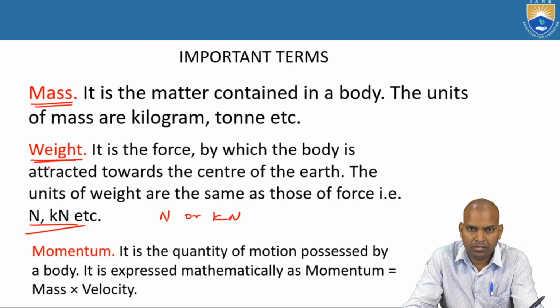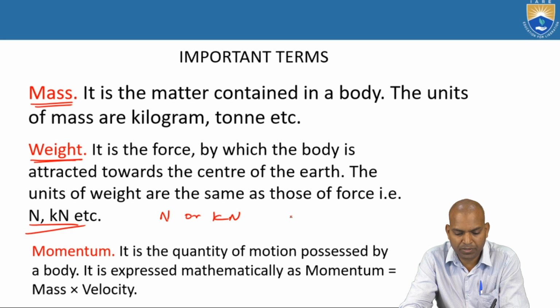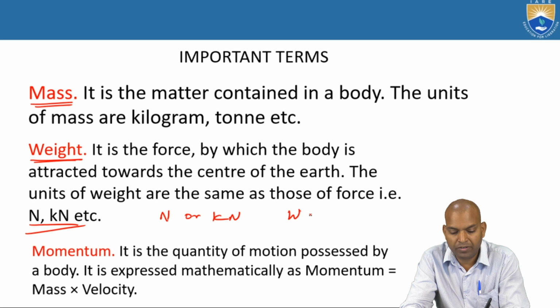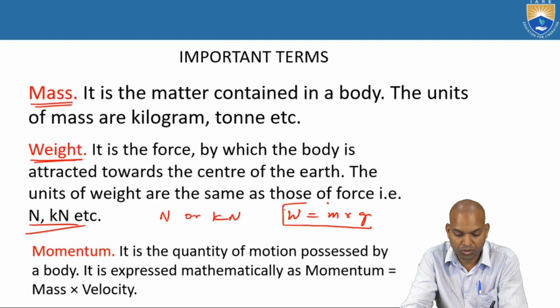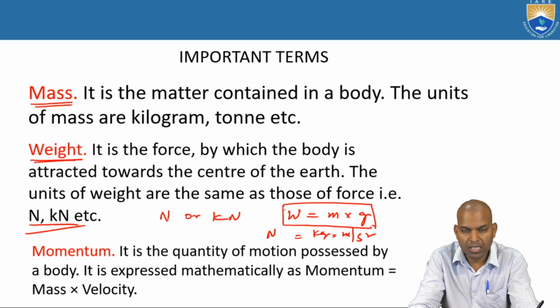What is the relation between weight and mass? Weight is in newtons, whereas mass is in kilograms. The expression for the relation between mass and weight is weight equals mass times acceleration due to gravity, W = mg. The mass is in kg, and the unit for g is meter per second square. This is newton. So 1 newton equals 1 kg meter per second square.